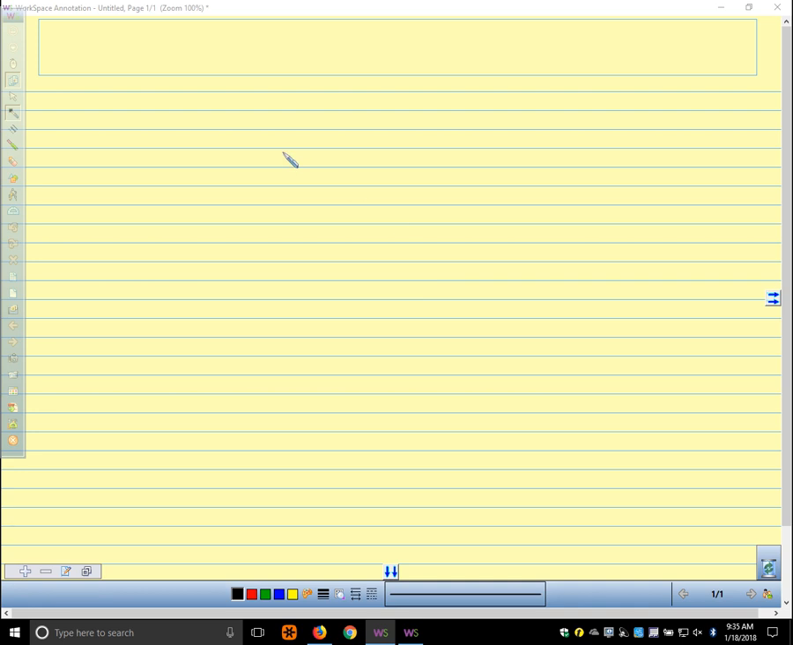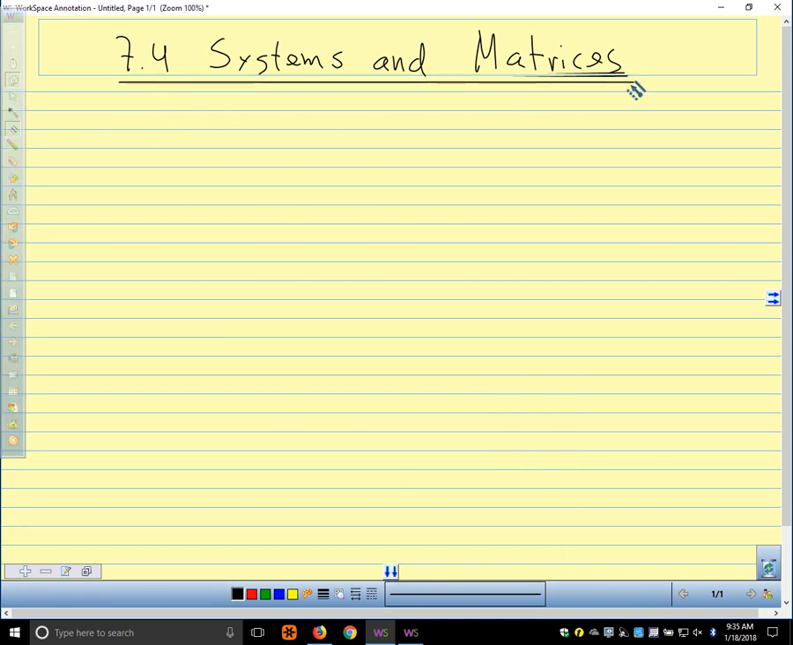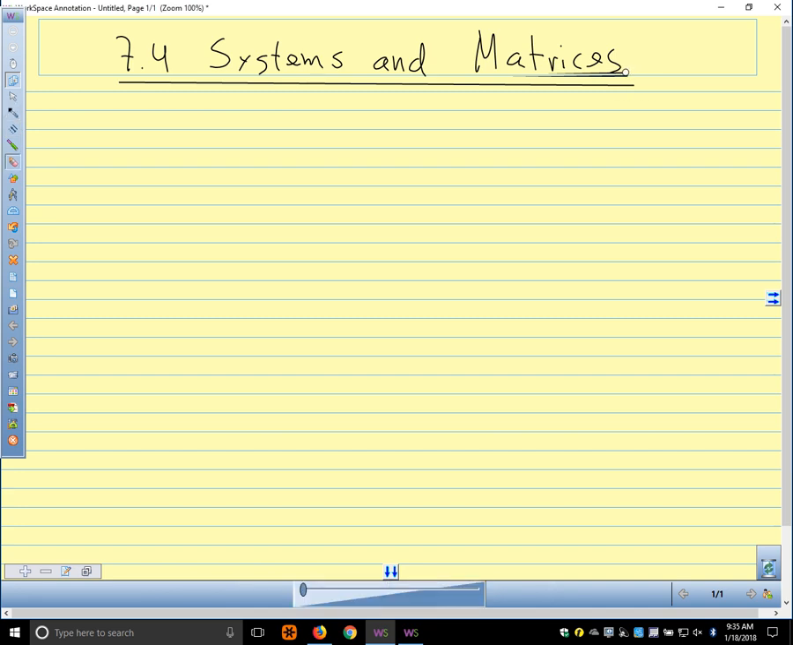All right, so let's see, we're in section 7.4 now. Before we start, let's figure out what we mean when we're talking about a matrix. What is a matrix? Any ideas?